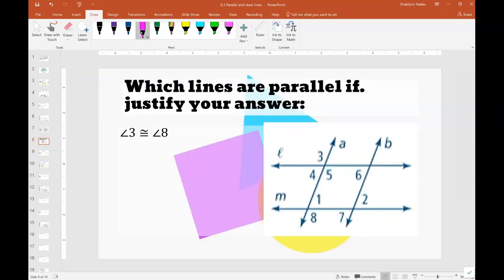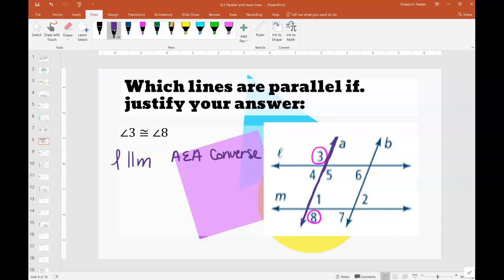So here it says we're going to justify which lines are parallel, and we're going to justify our answer. So we have that angle 3 is congruent to angle 8. If I look at angle 3 and I look at angle 8, the line that they are both on, in other words, the transversal that we're going to be looking at, is line A. So I know 3 and 8 are on A, which cuts through line L and line M. So line L is going to be parallel to line M, and these are alternate exterior angles. So by the alternate exterior angle converse.